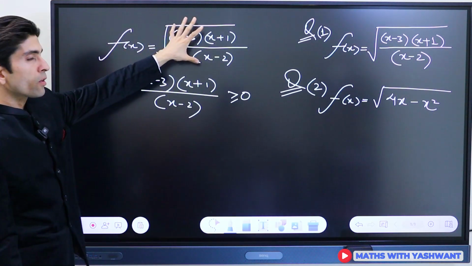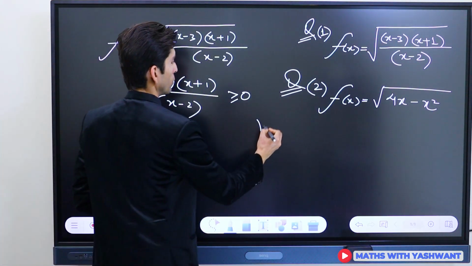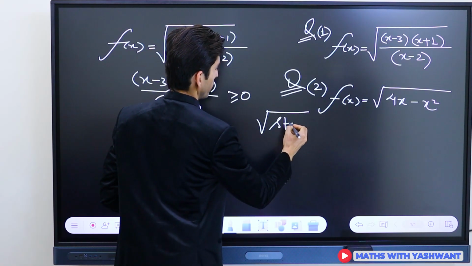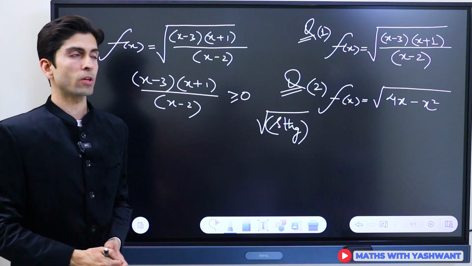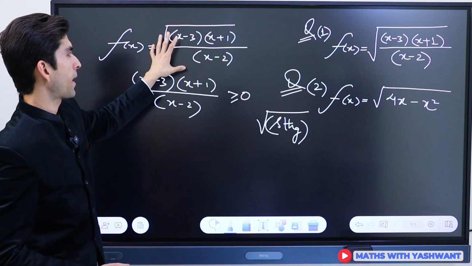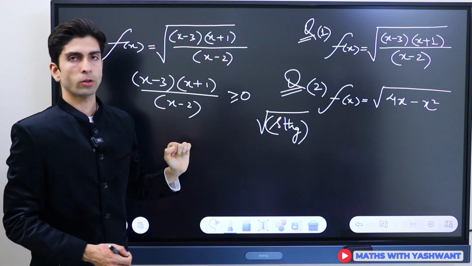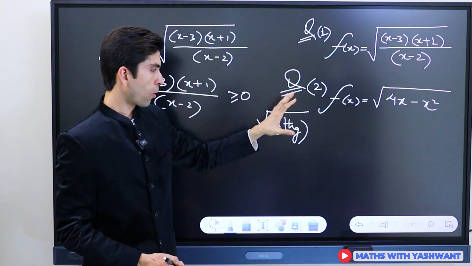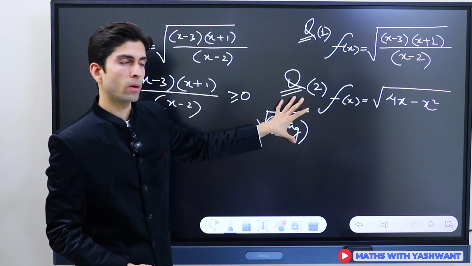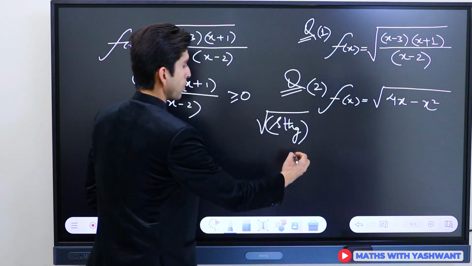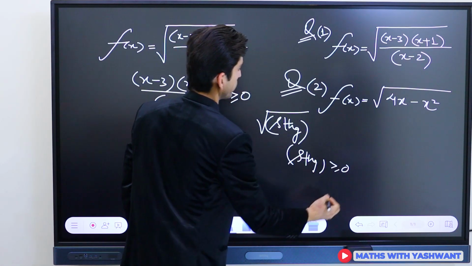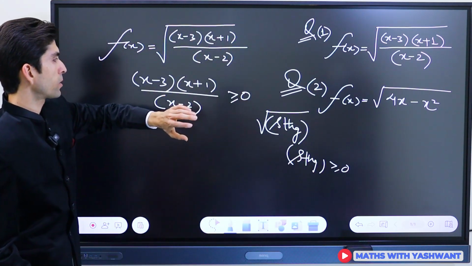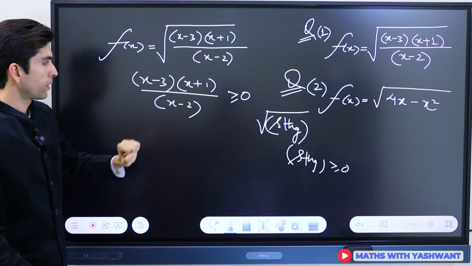So this structure is very similar to square root of, say, something. Now something can be an expression, just like here we have the expression (x minus 3)(x plus 1) upon (x minus 2). So in order to define this type of functional expression, we have to make sure that something is greater than or equal to 0. So in this situation, our something is this expression.